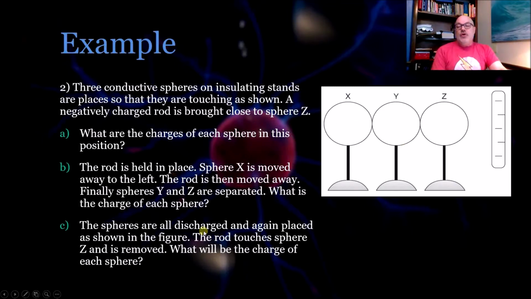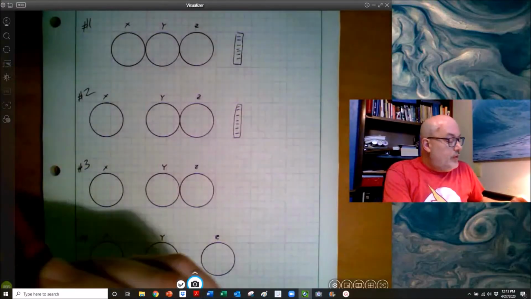The spheres are all discharged and again placed as shown in the figure. The rod touches the sphere Z and is removed. What will be the charges of each sphere then? I'd like for you to try to figure this out on your own first, and then I'll work it out with you. So here we are with our problem.